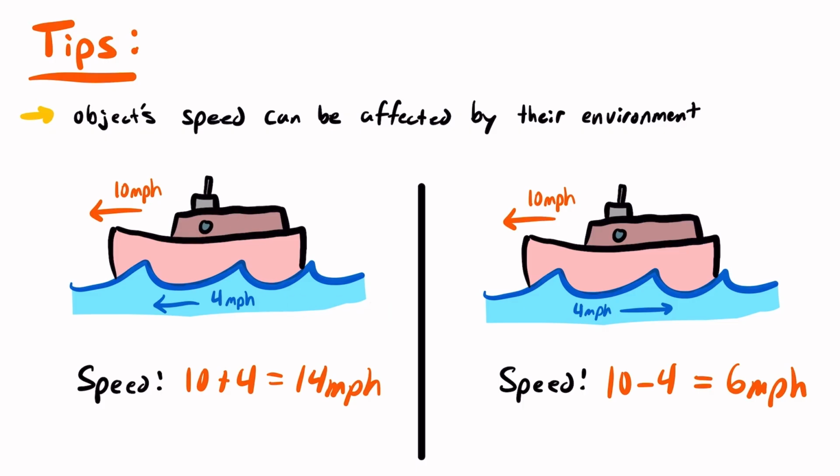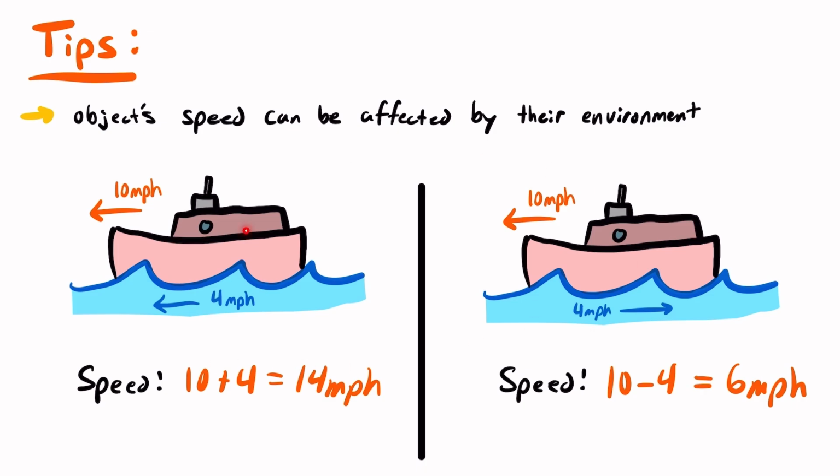All right, this boat, if it shut off its motor, would be heading 4 miles per hour in this direction. It would go along with the current of the water. In the same way, in this scenario, if this boat shut off its motor, it would travel at 4 miles per hour in this direction. It would follow the current of the water.